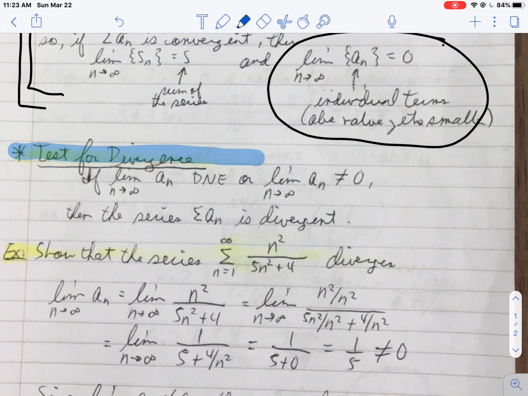Now, what's going to end up happening is that for a lot of the series that we're going to look at, the sequence of the terms, limit as n approaches infinity of a sub n, is going to approach 0. And what does that tell me? It tells me nothing. All I know is if it's not 0, or if it doesn't exist, then I can tell you that that series is divergent. But if it is 0, it doesn't tell me anything. And that's what's going to lead to our other tests that we're going to have to talk about.